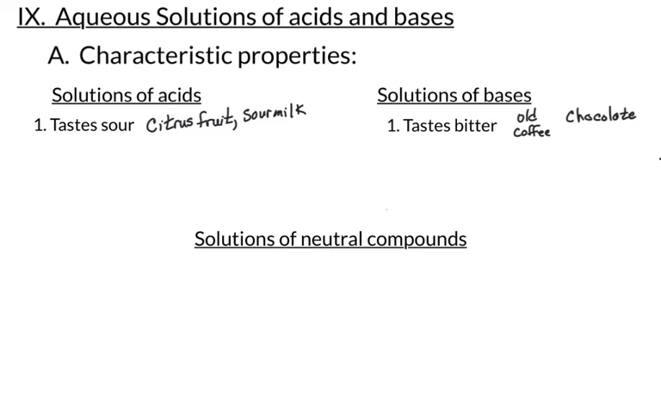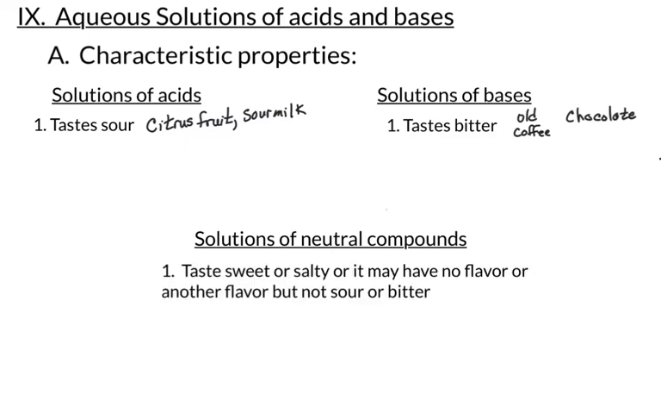And what about neutral solutions? For neutral solutions, it depends on the source or the compound that's being dissolved. In the case of something like sugar, which is a covalent compound, it'll taste sweet. In the case of something like salt, table salt, it'll taste salty. Some things have no flavor at all. We don't detect them at all. And some of them have other flavors, just not sour or bitter. The sour taste and the bitter taste have to do with acids and bases.